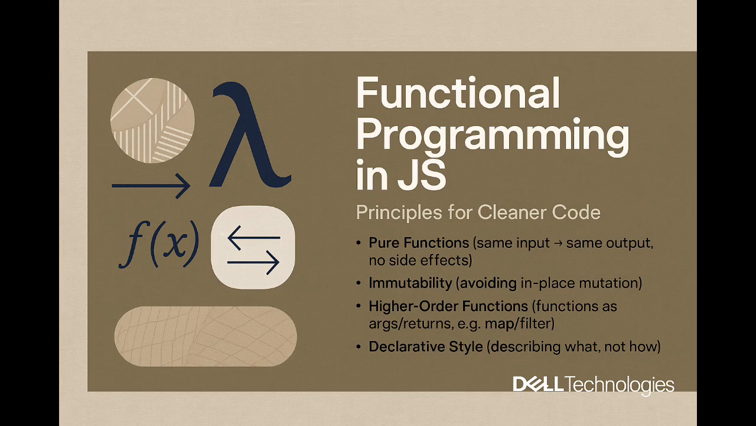2. Immutability. Functional programming favors not changing data in place. Instead of modifying an existing object or array, you create a new one with the changes. This ties closely to pure functions. A pure function wouldn't alter an input object. It might create a new object representing the updated state.